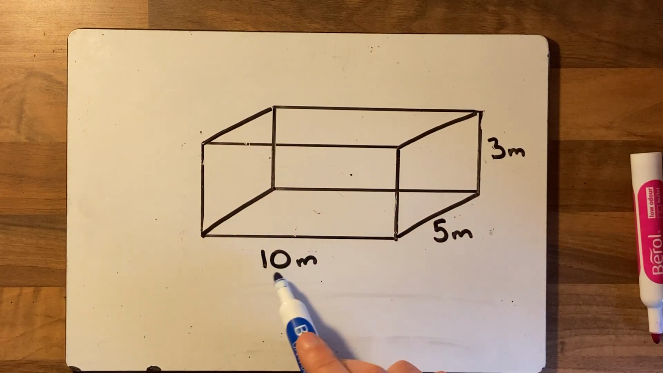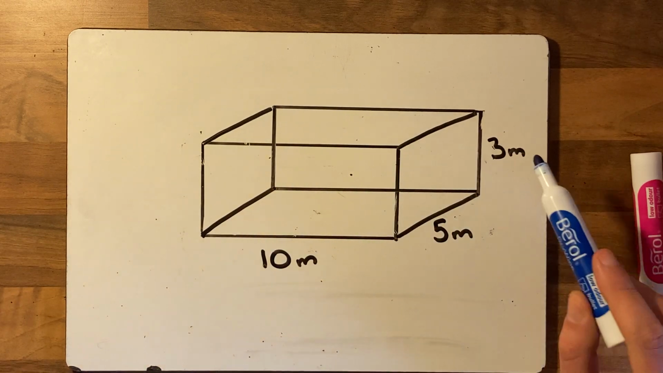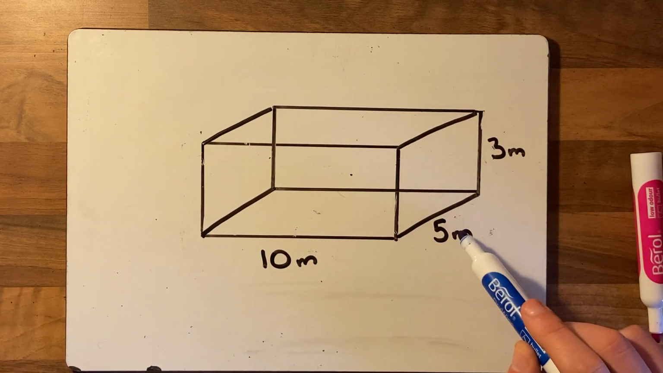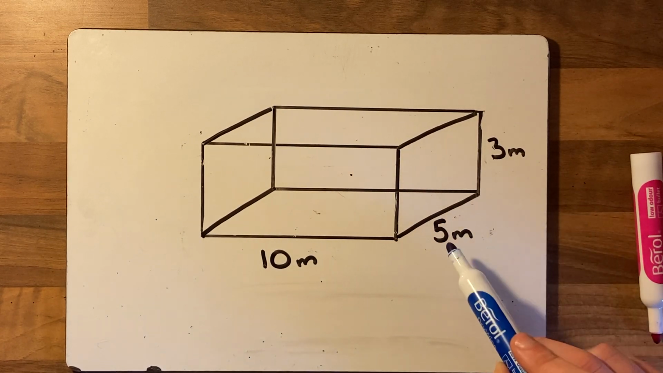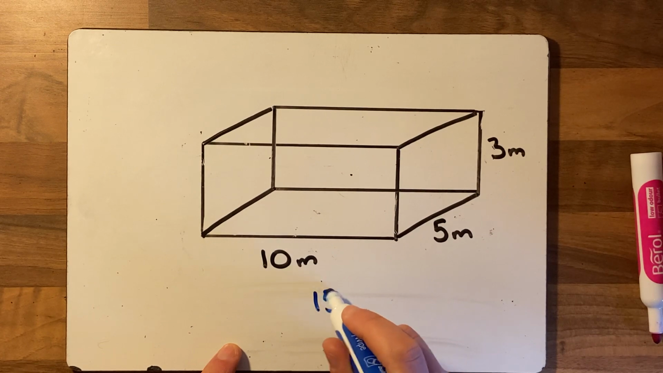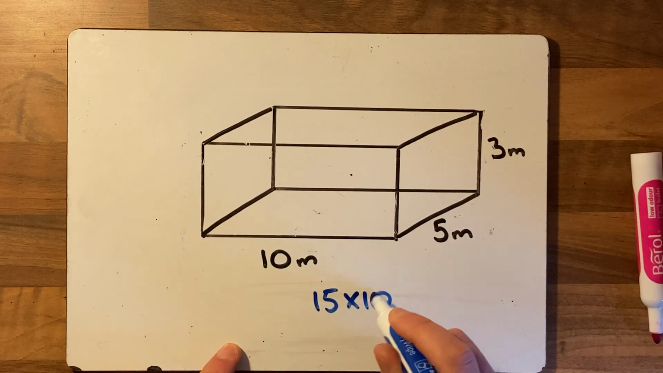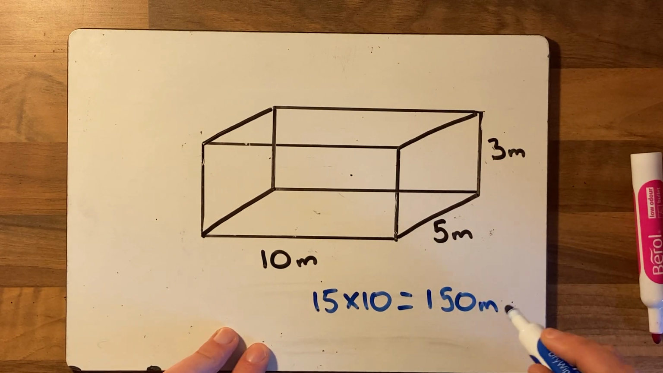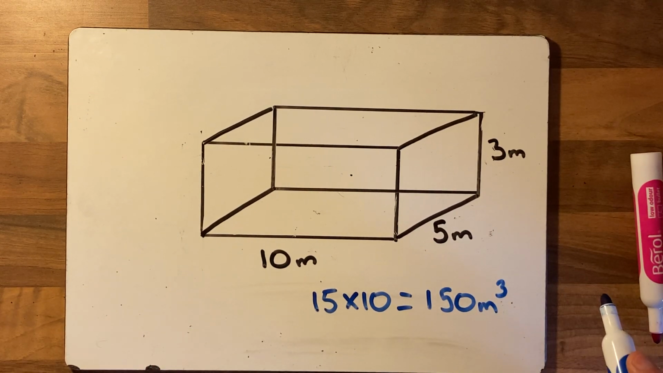So remembering it's very easy to multiply by 10, isn't it? So I think it's probably best in this case to multiply the base, the height and the width first of all. So 3 times 5 we know is 15. 15 times by 10 is 150. So this would be 150 metres cubed.